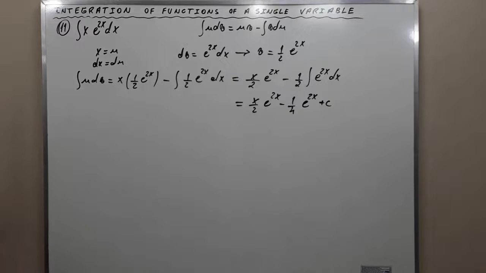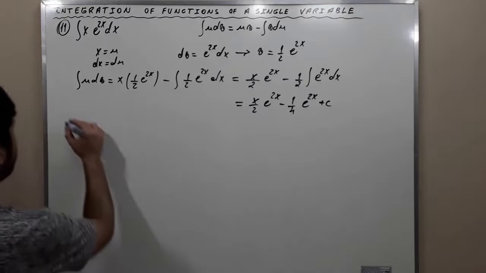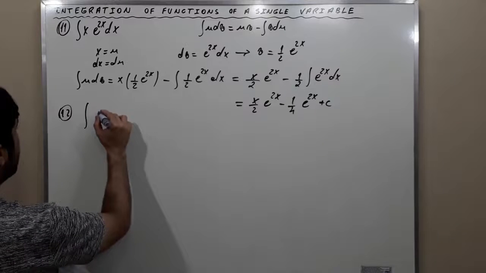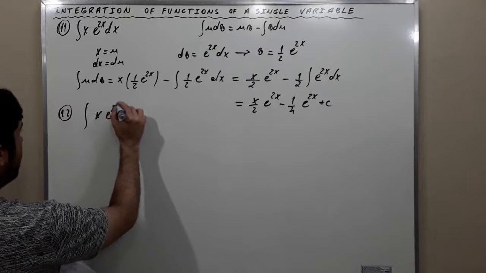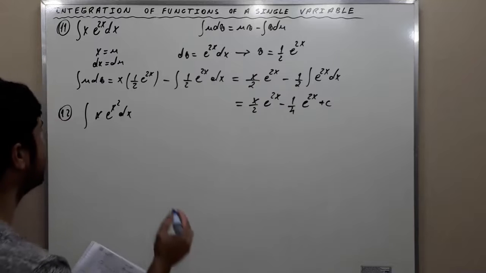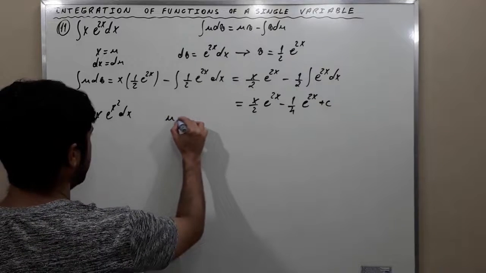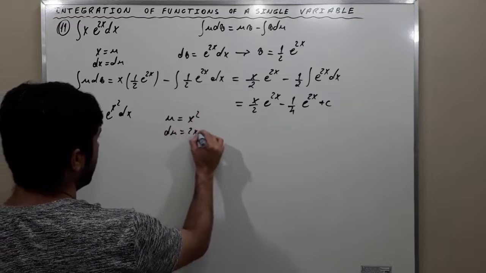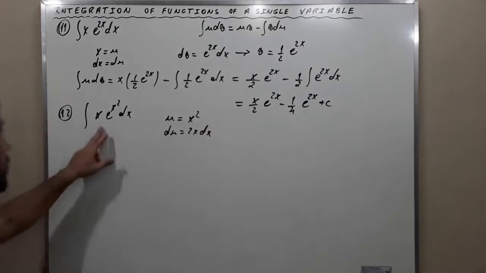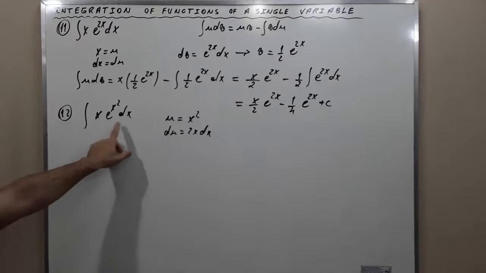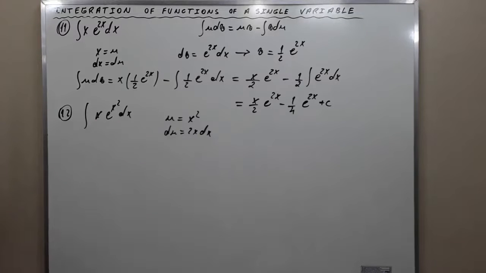Let's go to a very quick one, exercise 12. That is very similar to this. Exercise 12 is the integral of x e to the power of x squared dx. We are going to use a similar technique, u substitution, where u is equal to x squared and du is equal to 2x dx. We already got this x here, so all we need to do is multiply by 2 here to get the du.